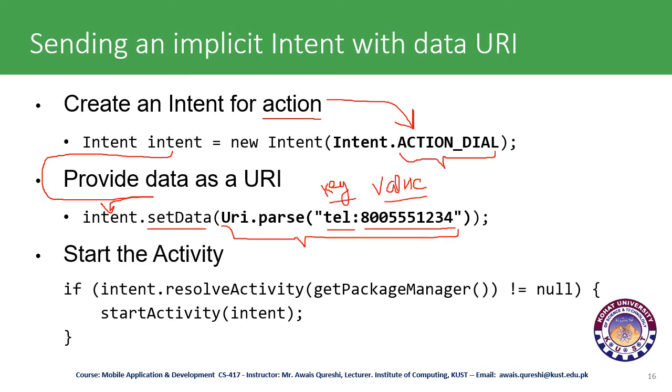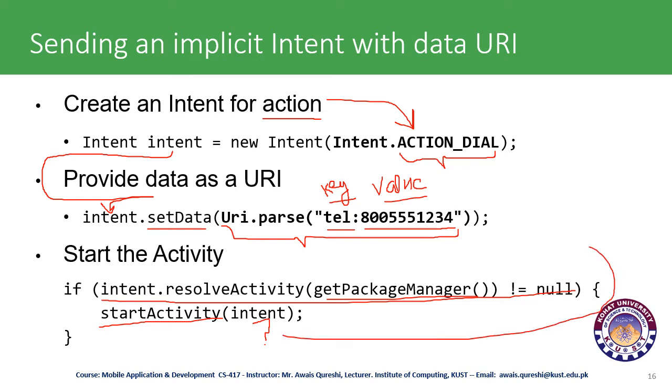pair. So after that we start an activity, and before starting an activity we check the package manager whether it is null or not, so that our application will not crash or throw any exception. We will check this, and if it is not null, this means there is an activity, and then we are going to start an activity. In that case, what is the activity? Any idea? The activity is calling this number. This is the activity over here.